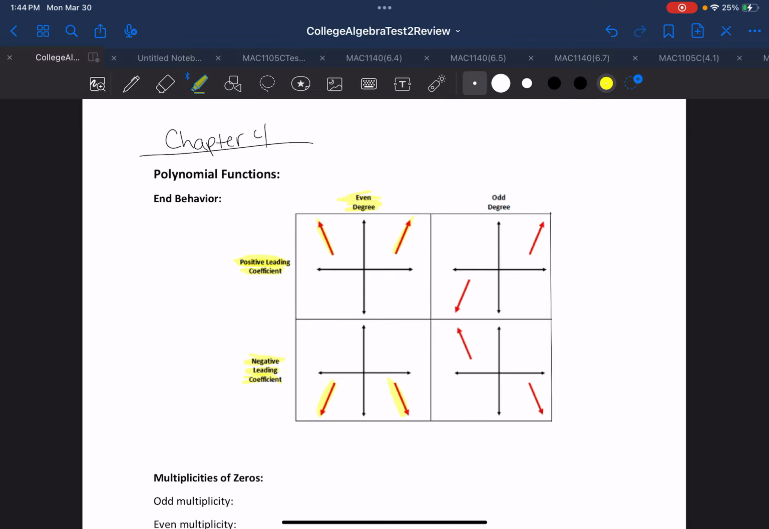So an example of the first one would be like 2x squared. Well, actually, let me do this. 3x squared minus 4x. That one has even degree of 2 and positive leading coefficient of 3. And the one on the bottom could just be -3x squared minus 4x. Now my leading coefficient is -3, but my degree is still 2.